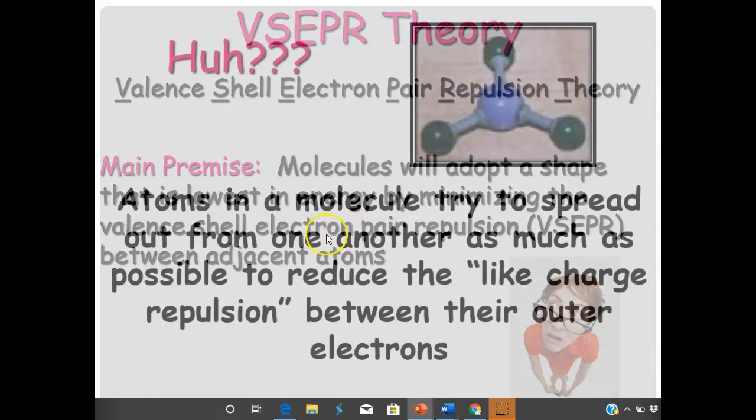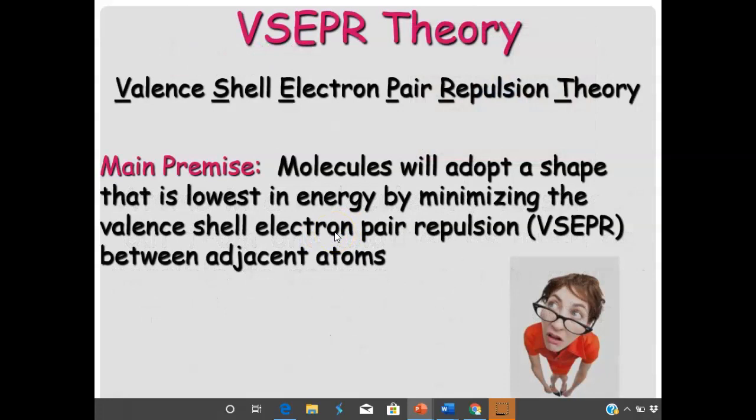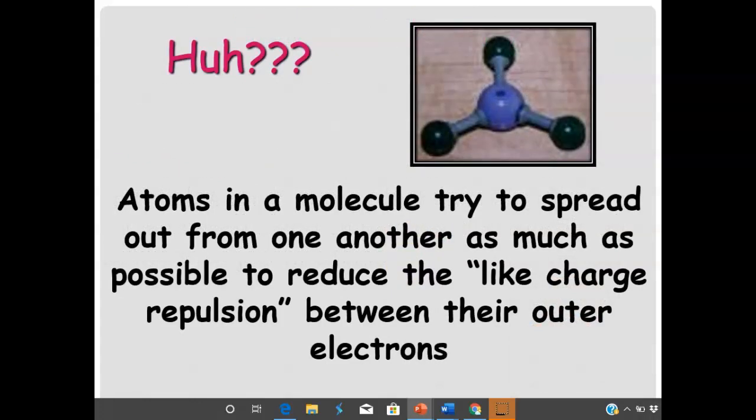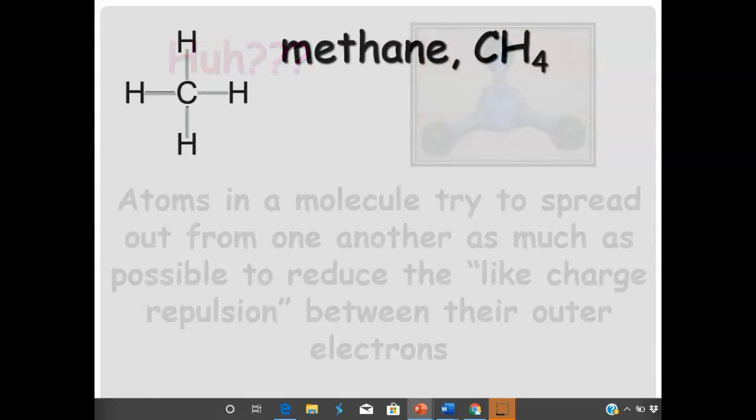Copy the main premise, okay: by minimizing the valence shell electron pair repulsion between adjacent atoms. So what does that mean? Atoms in a molecule try to spread out from one another as much as possible to reduce the like-charge repulsion between the electrons. Electrons don't like each other. They want to be as far away as possible.